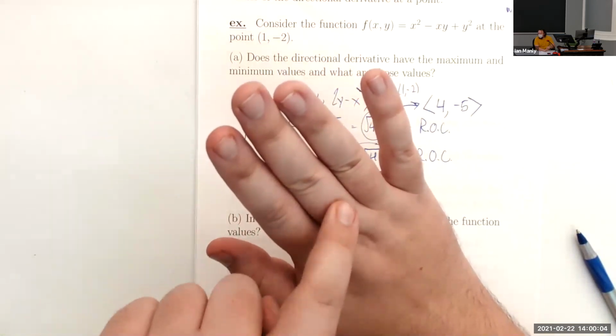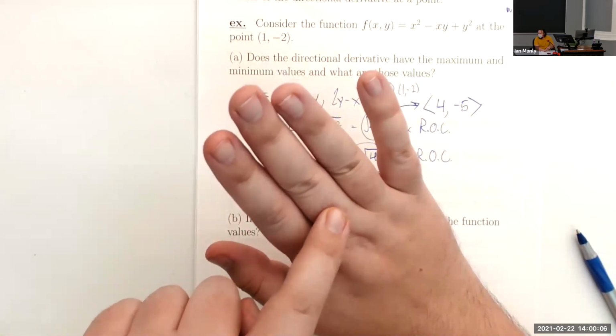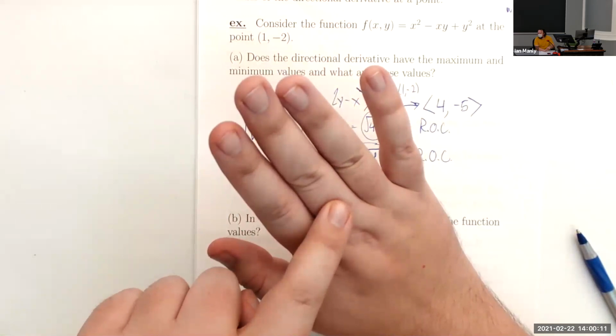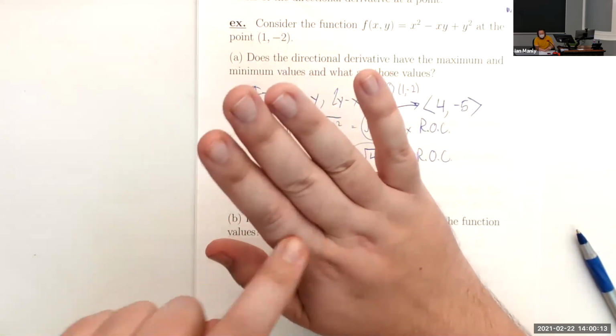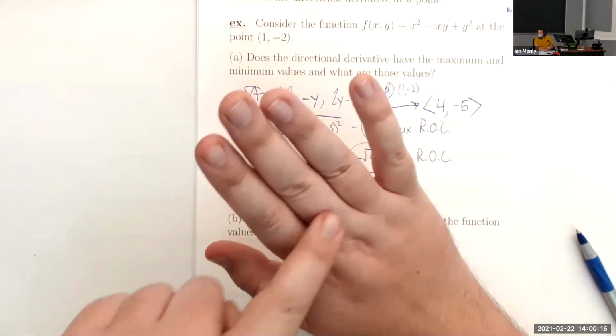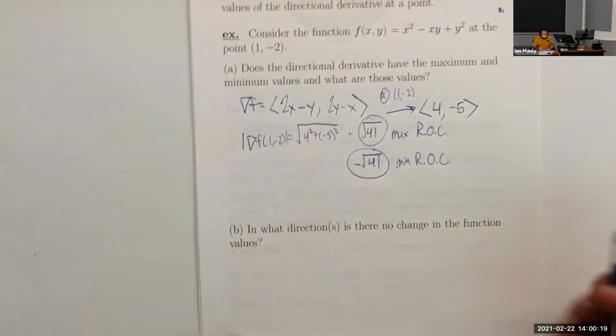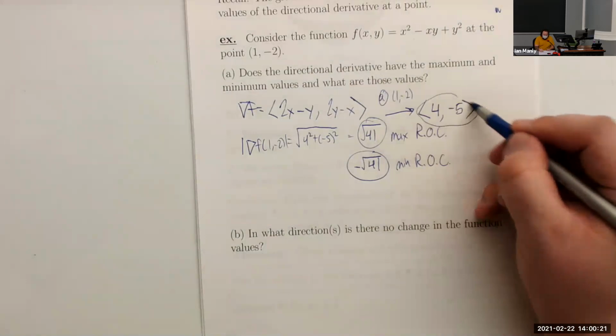So if I'm right here, then which way would I go to have no change in my height at all? And it looks like people are already saying some answers here. We're going to go perpendicular. We're going to go left and right rather than up or down right here. So we're going to go in a direction that's perpendicular to the gradient.